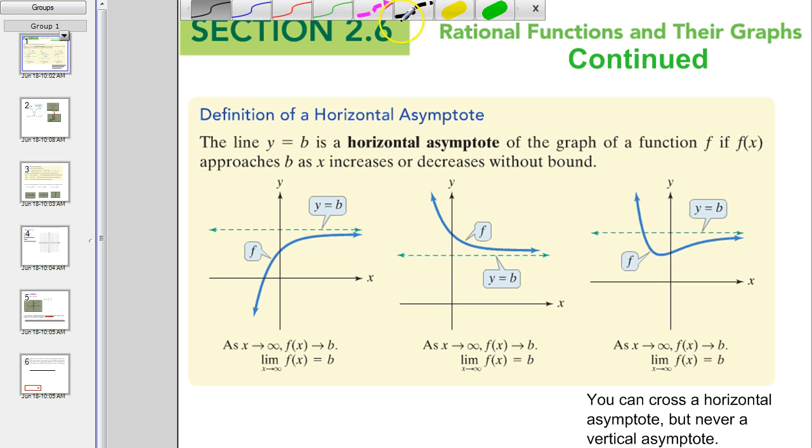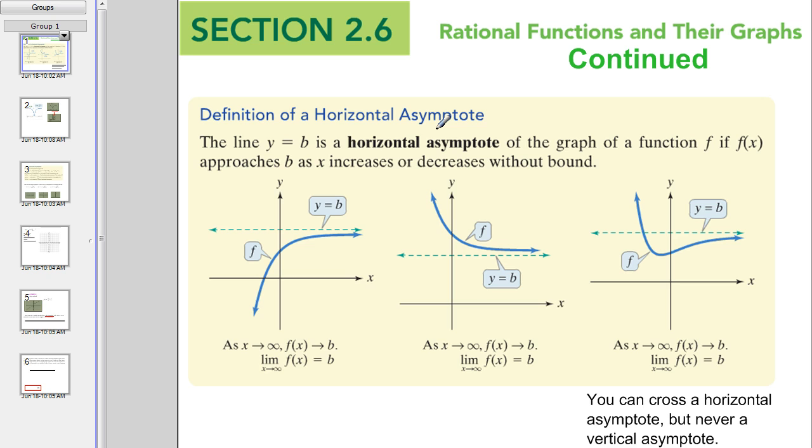So if you remember, a vertical asymptote was a vertical line that the function headed towards infinity on either side of that line as we made our way closer and closer to that number.